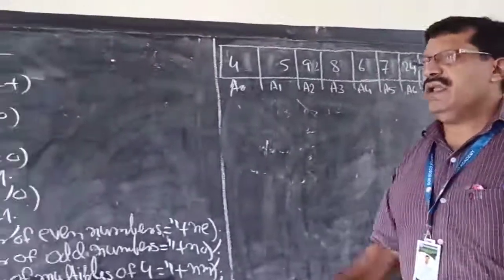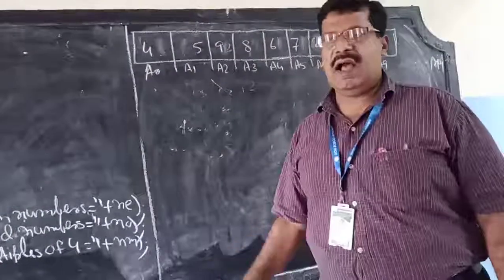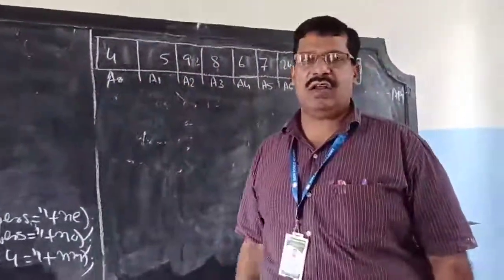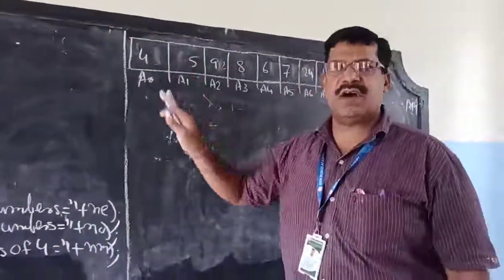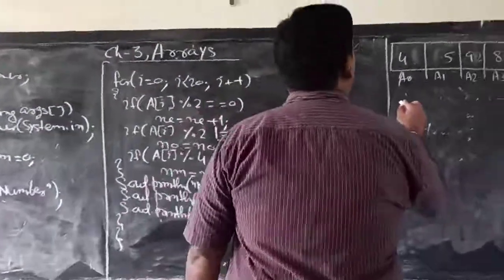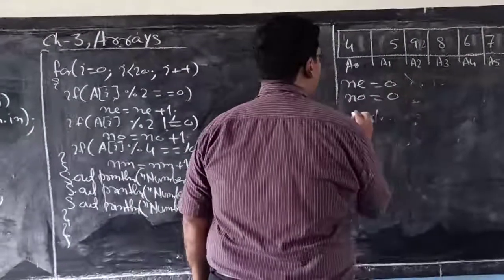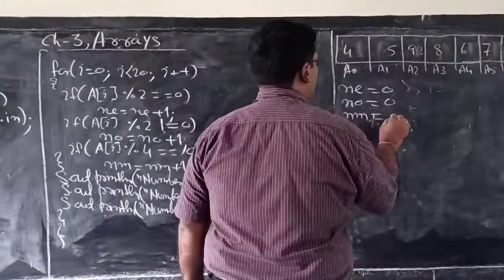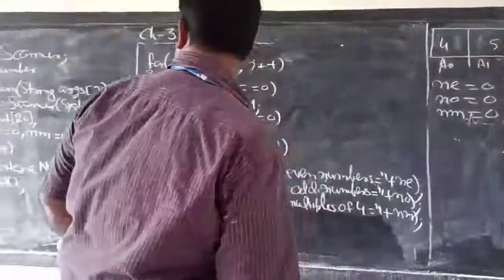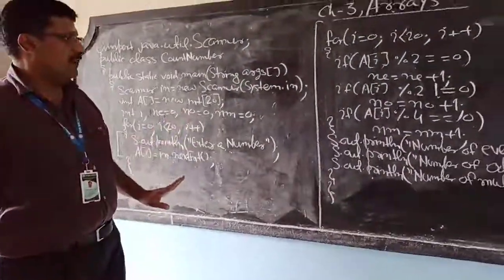So what will happen? We'll pick up one by one number. We'll check whether it is even or not. Again, we'll check whether it is odd or not. And we will check whether it is a multiple of 4 or not. Okay? So let us take number of even equal to 0, number of odd equal to 0 and number of multiples of 4 equal to 0. We have initialized 3 variables by 0 here to count all the numbers.